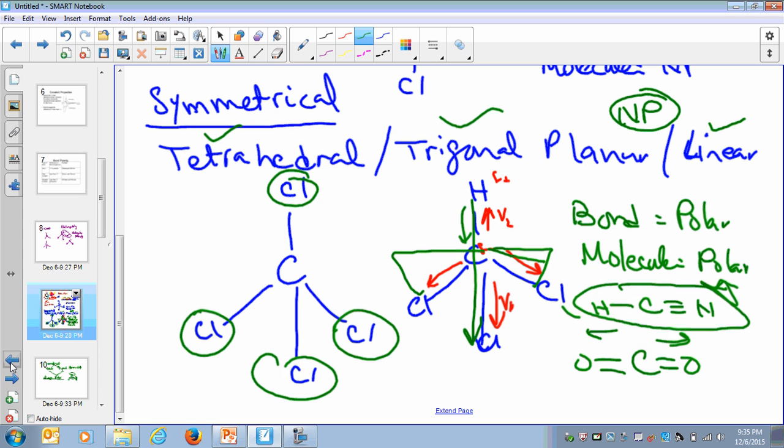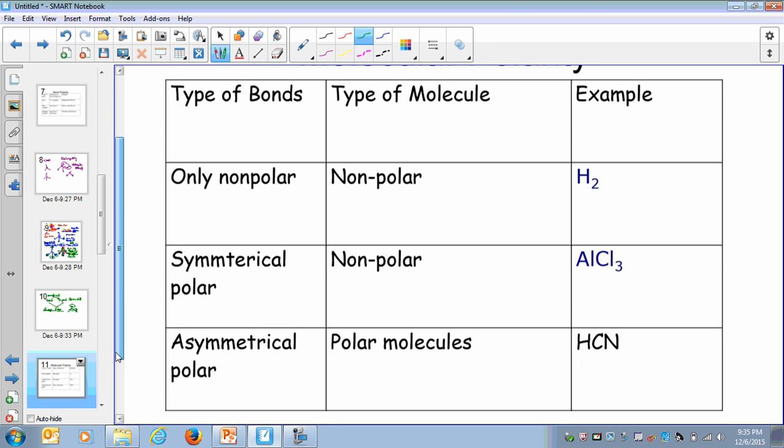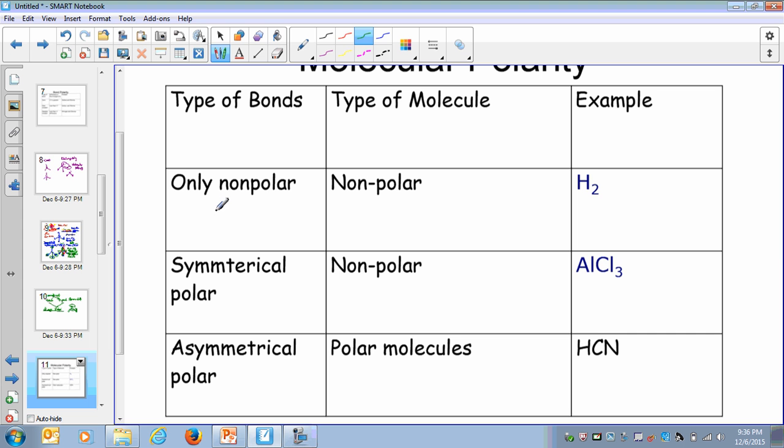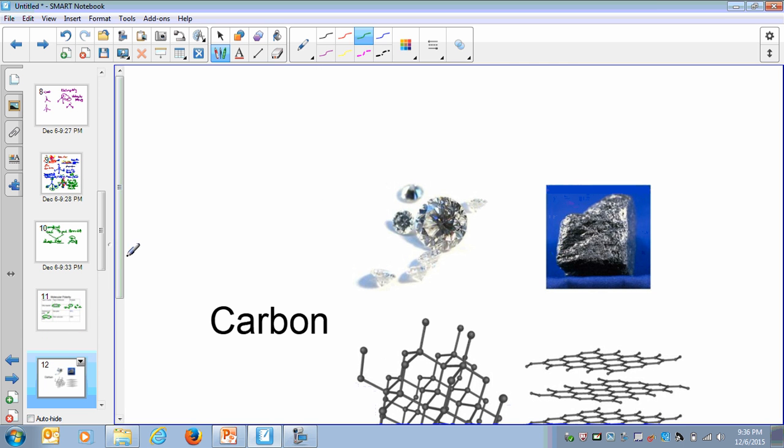Anyway, here is a summary again. The type of bonds: non-polar bonds are always non-polar if they are between similar atoms, Cl2, Br2, because the difference is zero. But if the bonds are polar, then it depends on the shapes. Even if the bond is polar, the molecule will be non-polar if the shape is symmetrical. If the bond is polar, the molecule will also be polar if it is an asymmetrical shape. So it is a summary of what I had talked about before.